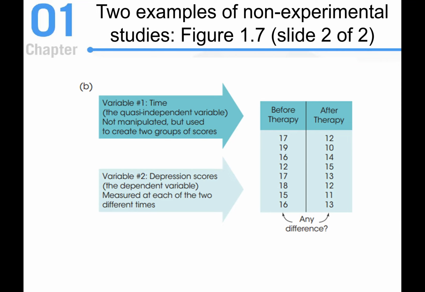And I'm going to measure or observe the dependent variable, in this case, the depression score. I'm going to give them some kind of assessment and measure how much depression they had before the therapy, and then how much they had after the therapy. Then I'm going to compare those two groups and see if there's any kind of difference.